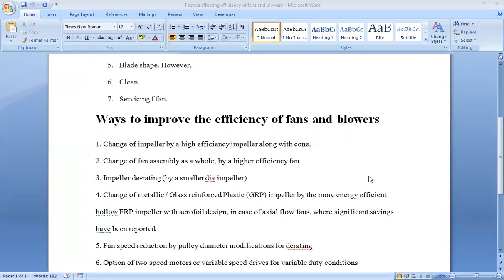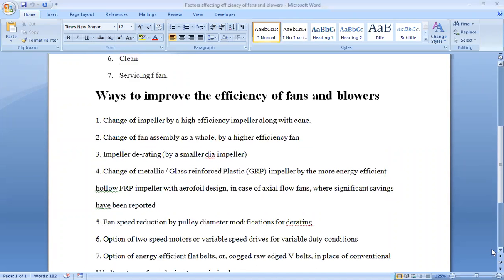The glass reinforced plastic is lighter in weight and even it is resistant to corrosion. It is very strong, so what happens is it creates a very less load on the motor and the efficiency of the fan is increased. So this was also one of the points.